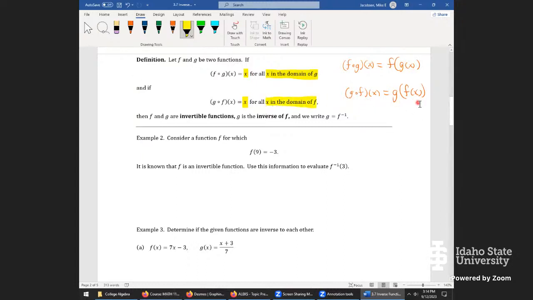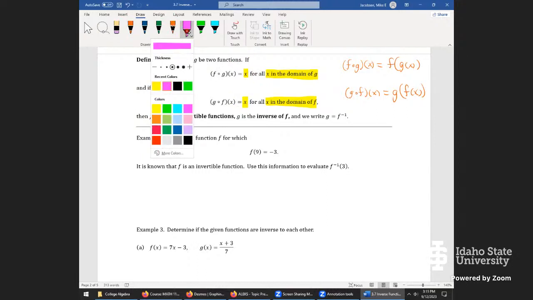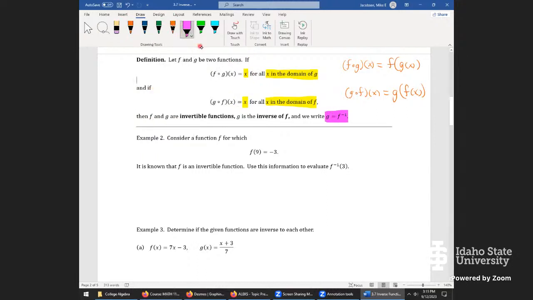And again, that's because x runs through f first. So we have to think of the domains in that kind of way. So if f and g are both invertible, because these two things held, we'll write g is the inverse of f. And this is the big takeaway. We'll have that property there. g equals f inverse.